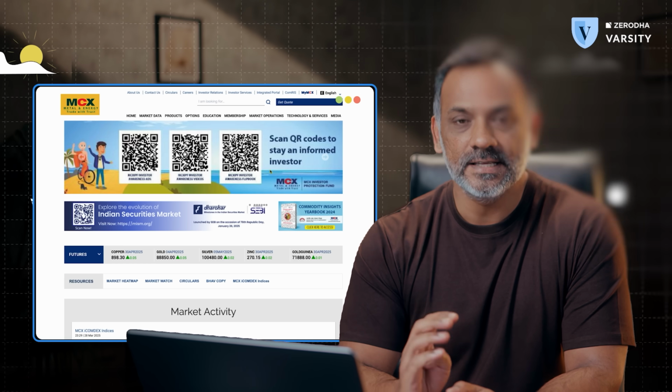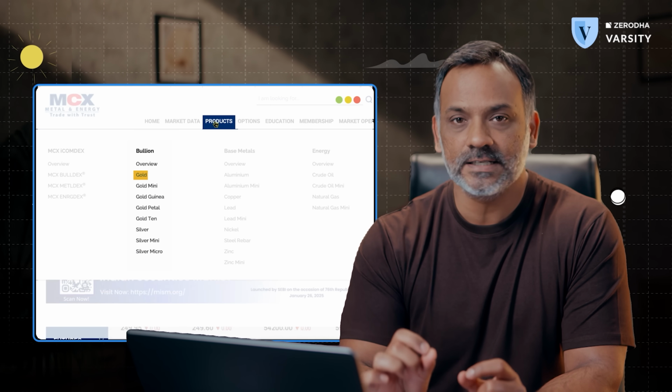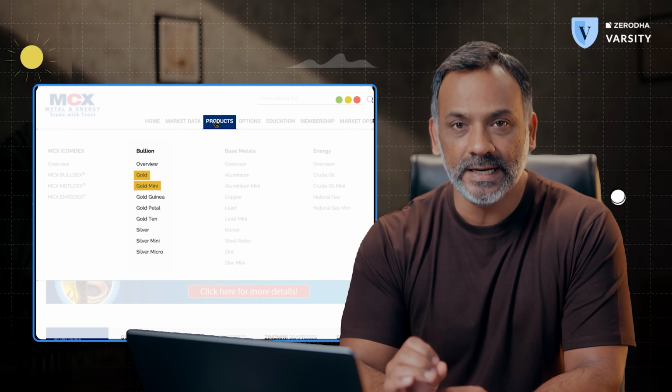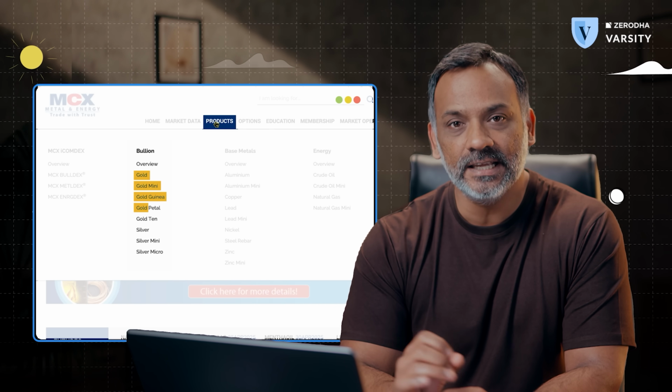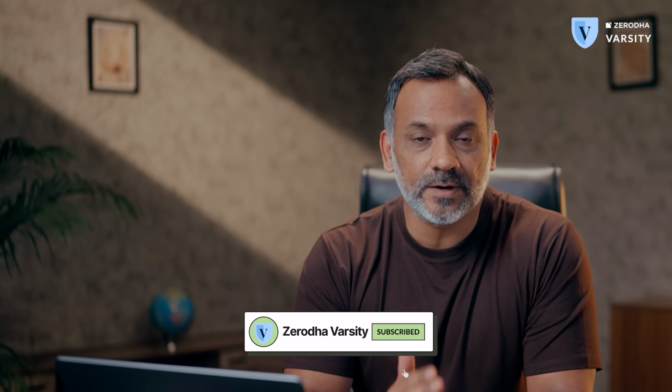Before we dig deeper, let's quickly check all the gold contracts available to you on MCX. Essentially, there are 4 contracts. The main contract is called just gold. Then we have gold mini. Then we have gold guinea. And then we have the gold petal. Here is how the gold contracts differ from one another. Please note that the contract specifications may change from time to time.